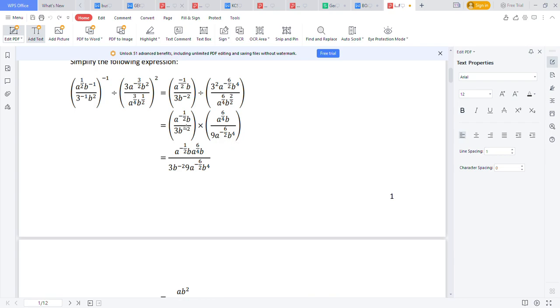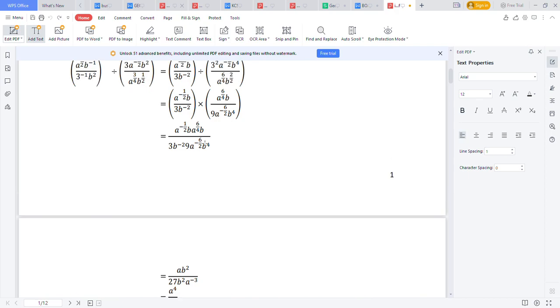Remember, from law 1, if you are multiplying, we add. So you are going to have a negative a half plus 6 over 4 minus 6 over 2, because this is a. That is right. I think now you get what I'm saying. Then you have b raised to power 1 times b raised to power 1 minus b raised to power 4. So we are going to subtract the powers here. So that's now what is happening here.